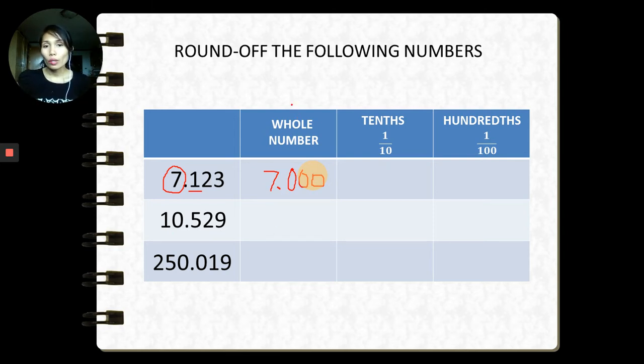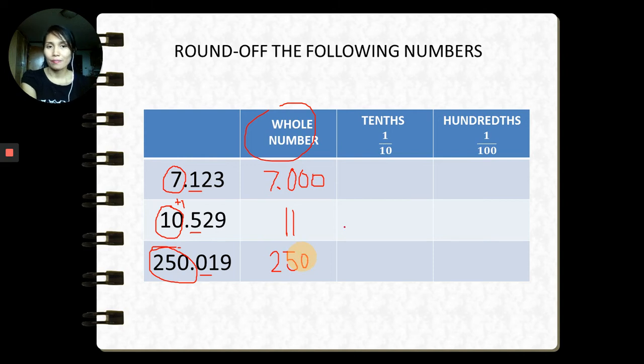Okay, round off. Let's start with the whole numbers first. 10.529 thousandths. Whole number is 10. Are we going to round up or down? Based on the next number, 5, we will round up. So 10 plus 1, then that's 11. That's it. Round off to the nearest whole number. The whole number is 250. Are we going to round up or down? Based on the next digit, 0, we will round down. So we'll just copy 250.